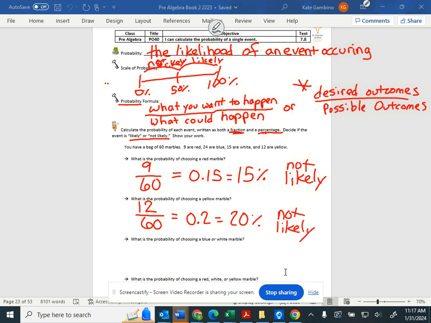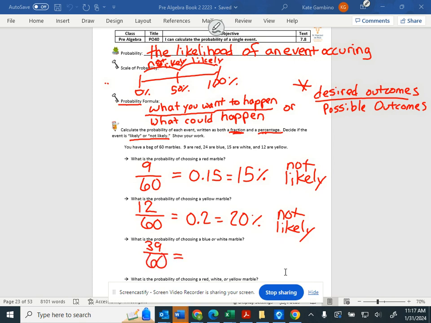So now, what is the probability of choosing a blue or white marble? Claire? So first you have to do blue plus white because you have to add them together. We have to add blue and white together. So what did you get for that, Claire? I got 39. And what is that over? What's our possible? 60. 60.